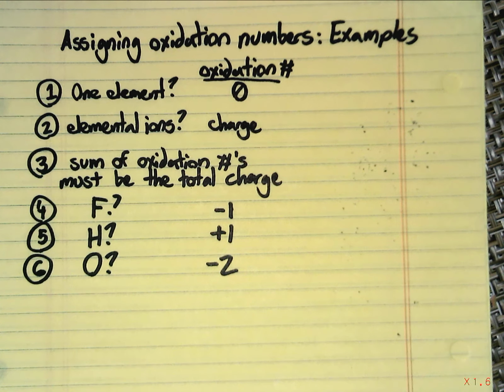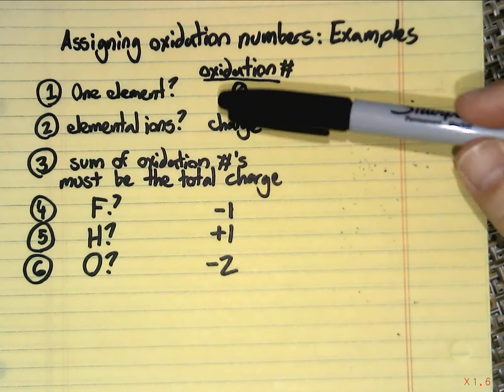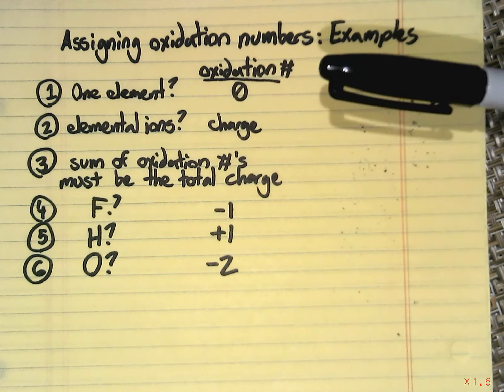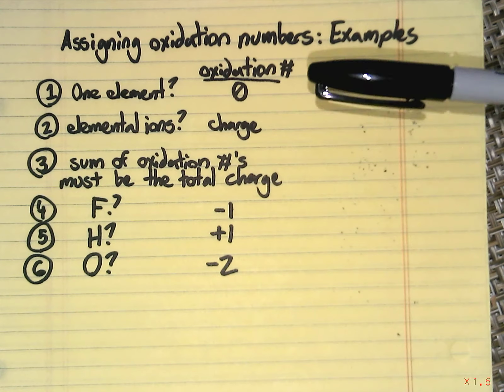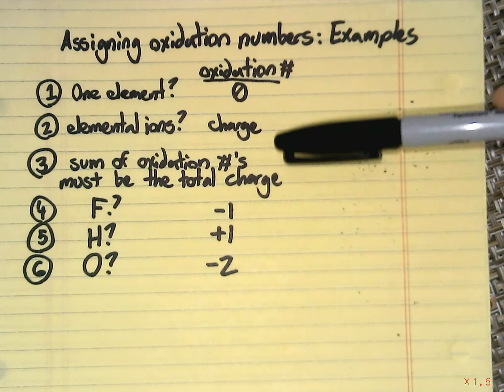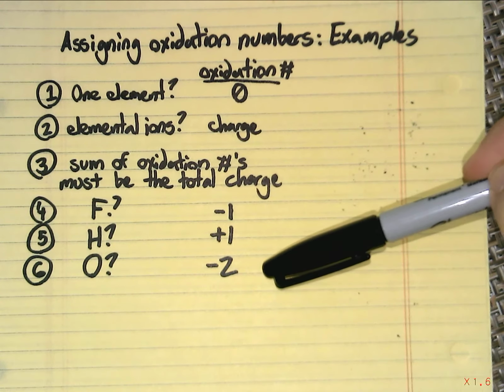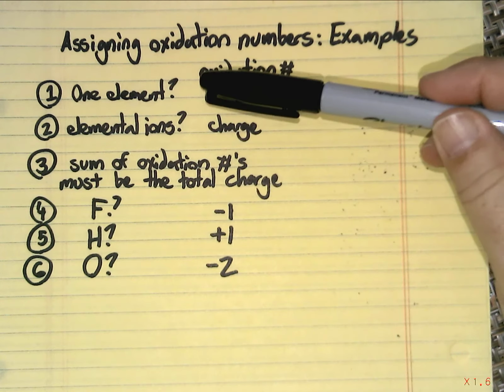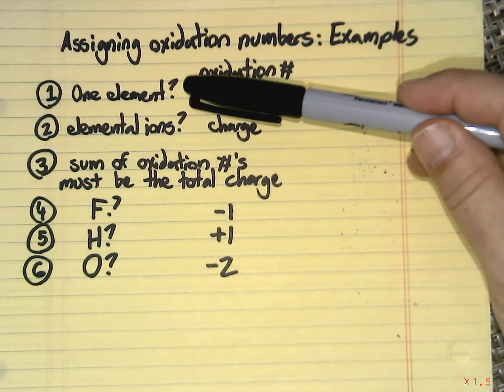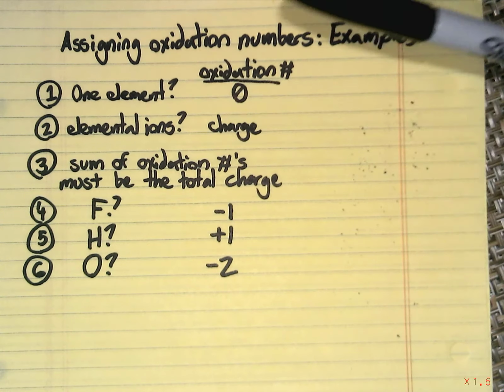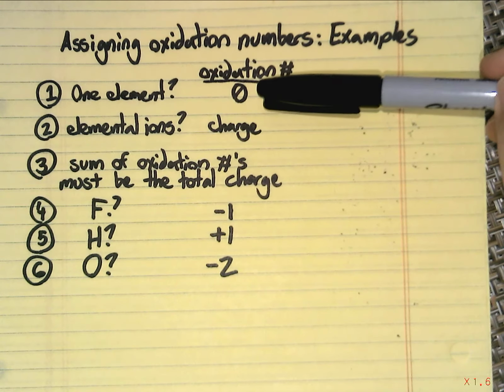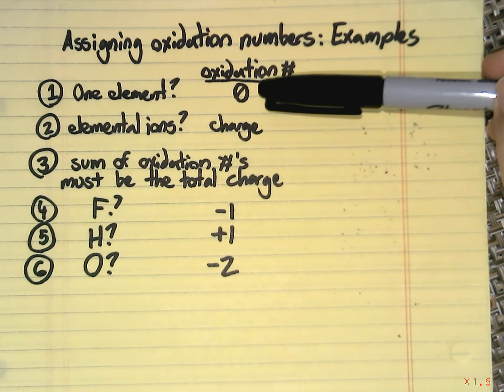In this video, I'm going to show you how to assign oxidation numbers for very simple compounds that use only rules 1 and 2. Now, when you're assigning oxidation numbers, the key is to know these 6 rules. You should memorize these. And you've got to apply them in order. So you should know that the first thing you check is whether or not you've got only one element. If you do, you've got an oxidation number of 0.